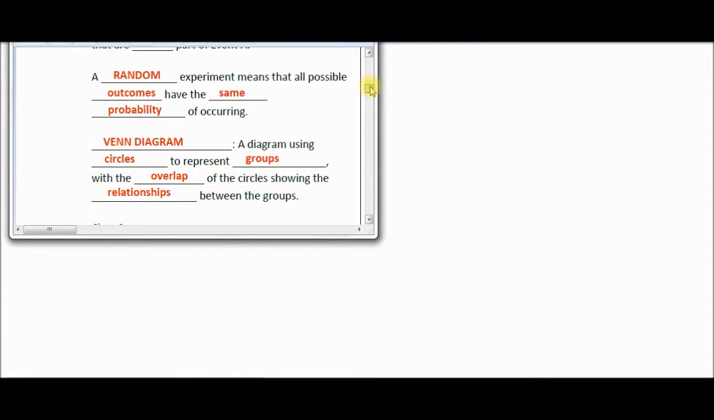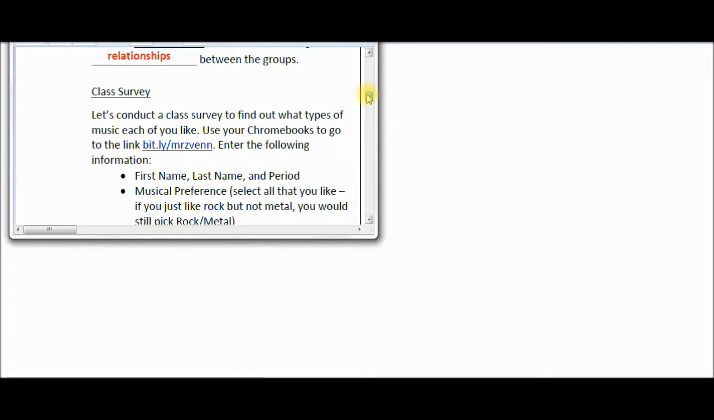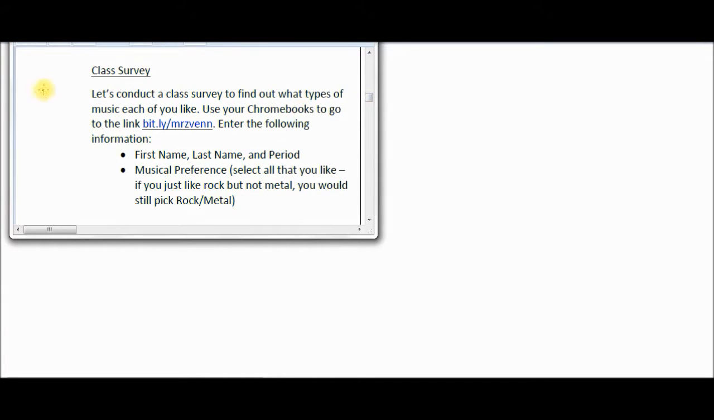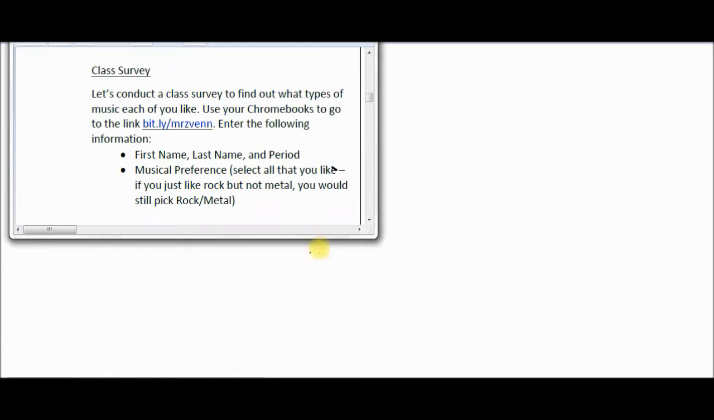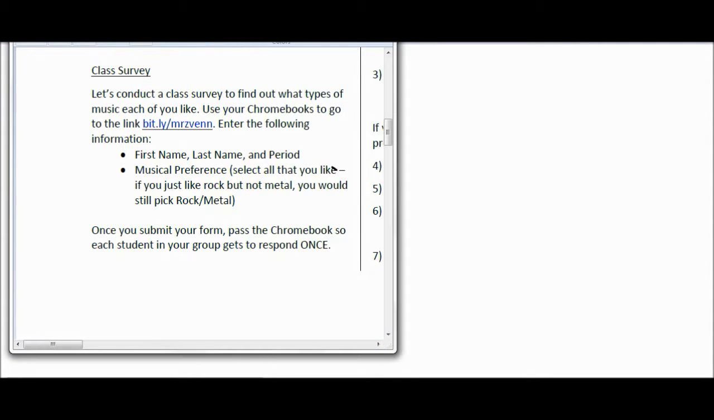Now, this next section, class, if I were with you, we would go over and do an actual class survey on your Chromebooks and find out what musical preferences you like. But since I am not there, we're going to go ahead and just make up some data so that we can show you how a Venn diagram works. So go to the next column.